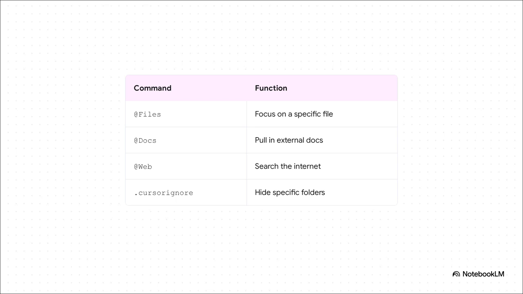Needed to understand a specific API? Use @docs to pull in official external documentation. Hitting some weird error you don't understand? Drop in @web and the AI will actually search the internet for the newest solutions. And honestly, just as importantly, you can use a .cursor ignore file to hide things, like massive folders of external libraries, so the AI doesn't get distracted.